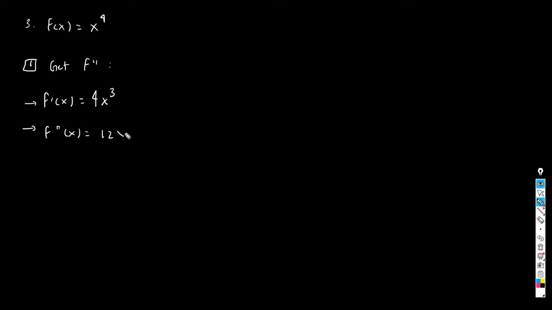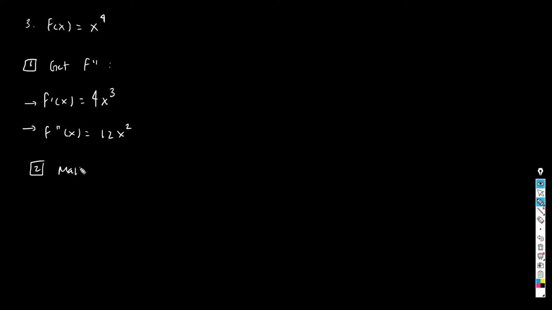Okay. Third example. f of x equals x to the fourth. I'm going to do this one a little quicker. Get the second derivative. The first derivative is this, and the second derivative is 12x squared.